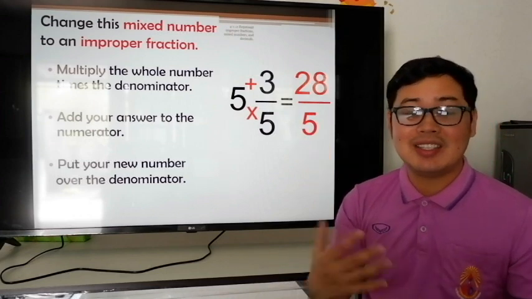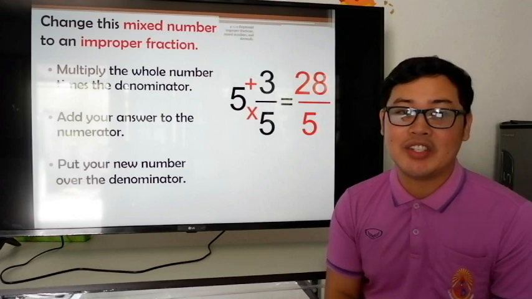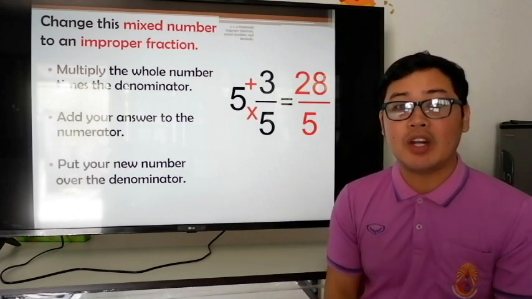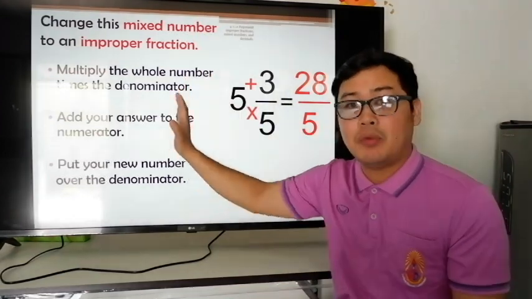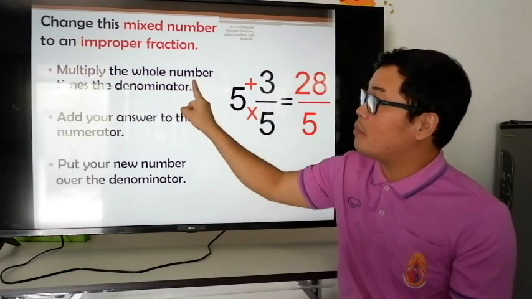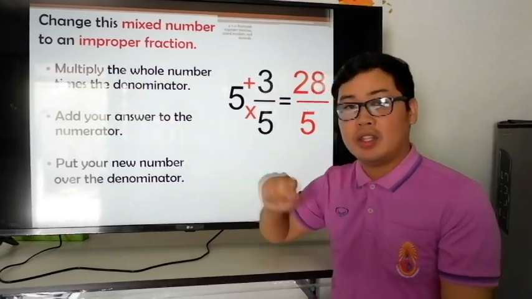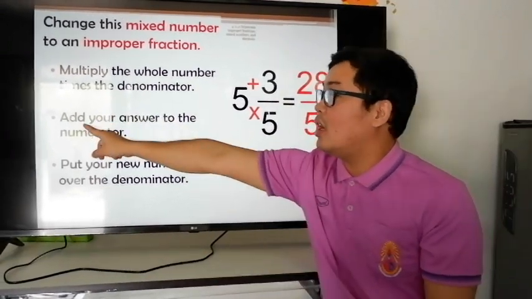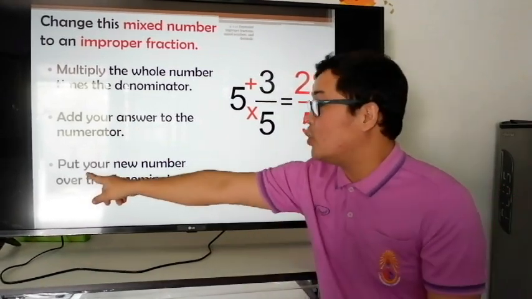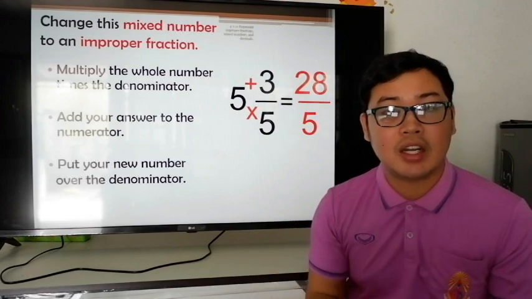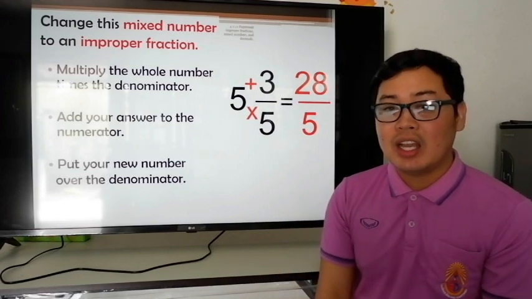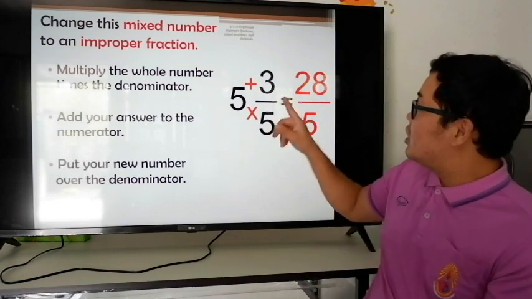Now it's easy to understand, class. When we change a mixed number to an improper fraction, we must remember these steps. First, multiply the whole number times the denominator. The second one is add your answer to the numerator, and the last one is put your new number over the denominator.